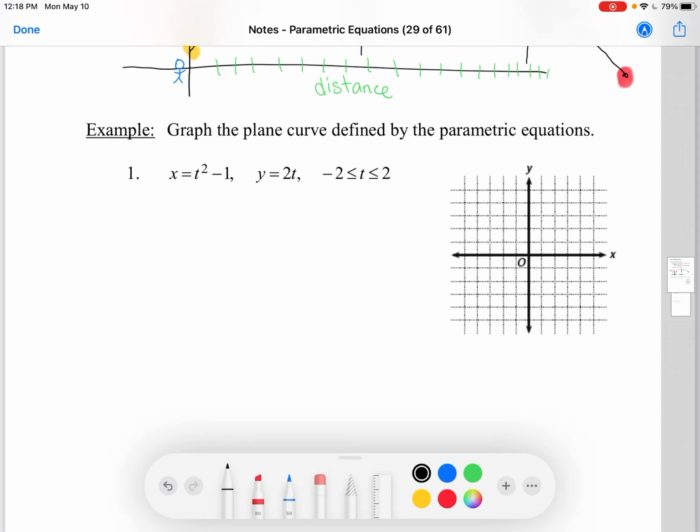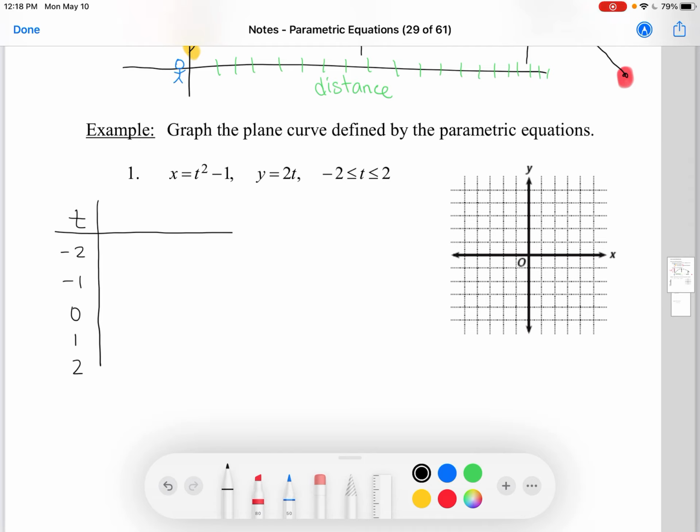So we're going to create a t-chart, but it's going to be extended a little bit because this time we have all of our t values. We'll start there. Using your interval, we've got -2, -1, 0, 1, and 2.